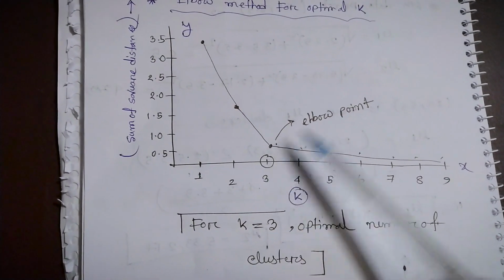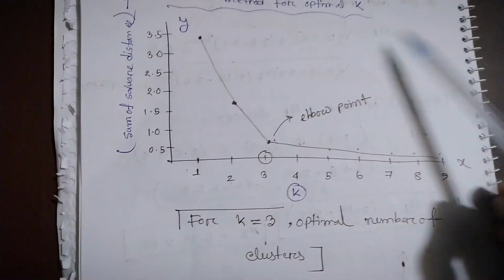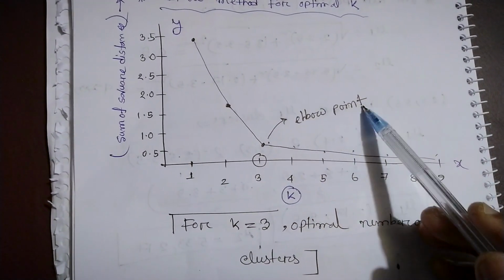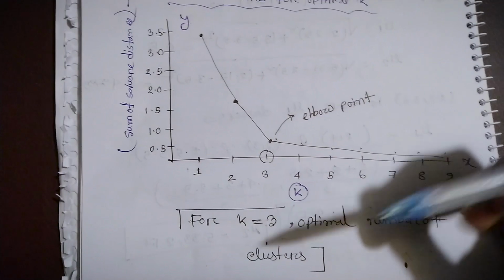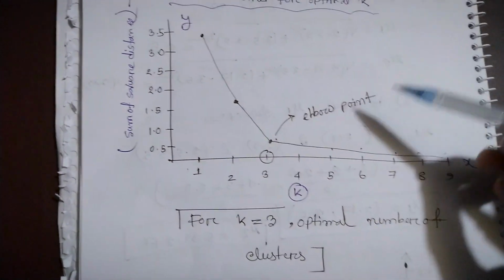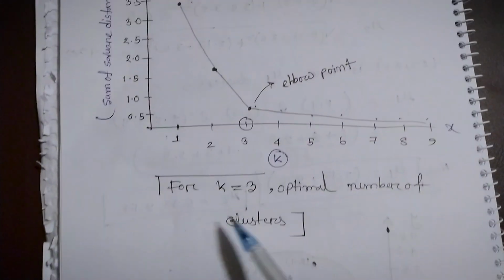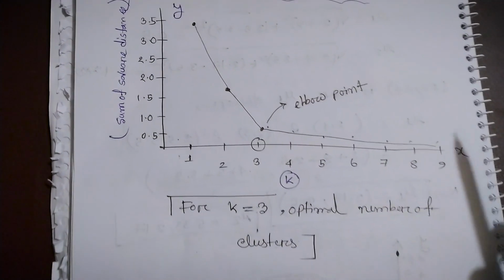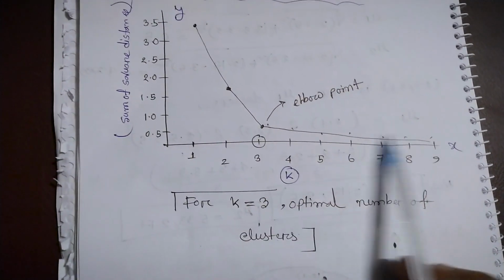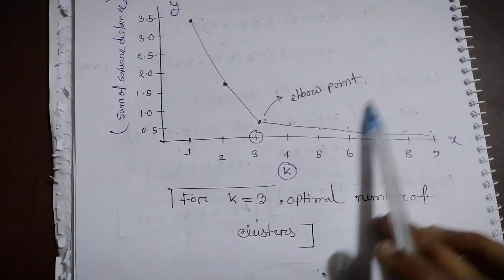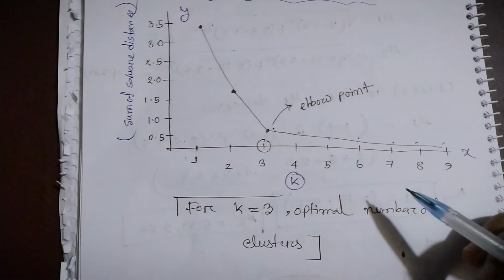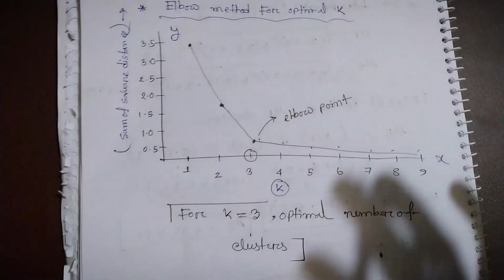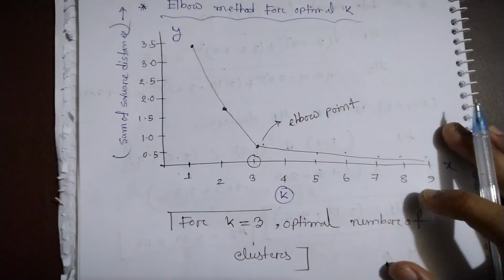When k is 3, when there are 3 clusters like that, that is the most optimal. This is the elbow point. As you can see, for k equals 3, the optimal number of clusters is k equals 3. This is why the shape is like an elbow, and this is called the elbow point. This is the optimal solution to find the proper number of clusters in the K-means clustering algorithm. This is the thing that you need to learn very well in this algorithm.